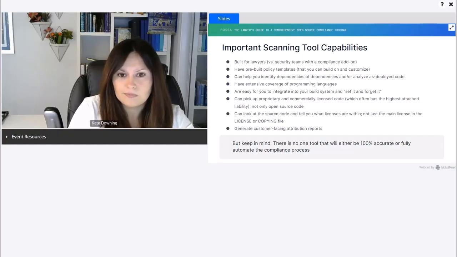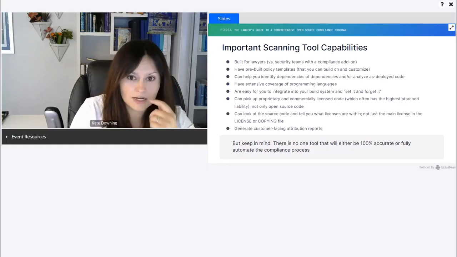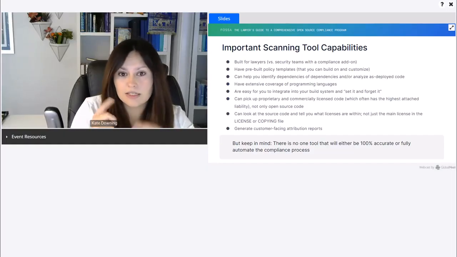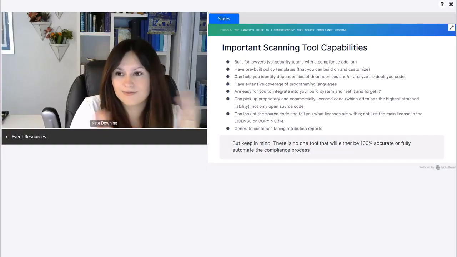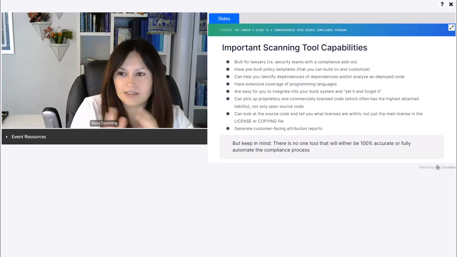The other thing, and we talked about this before about why you need scanning tools, is to find those dependencies, right? If you have a scanning tool that's not doing that, that's worthless. You have to have something that's able to do that for you.